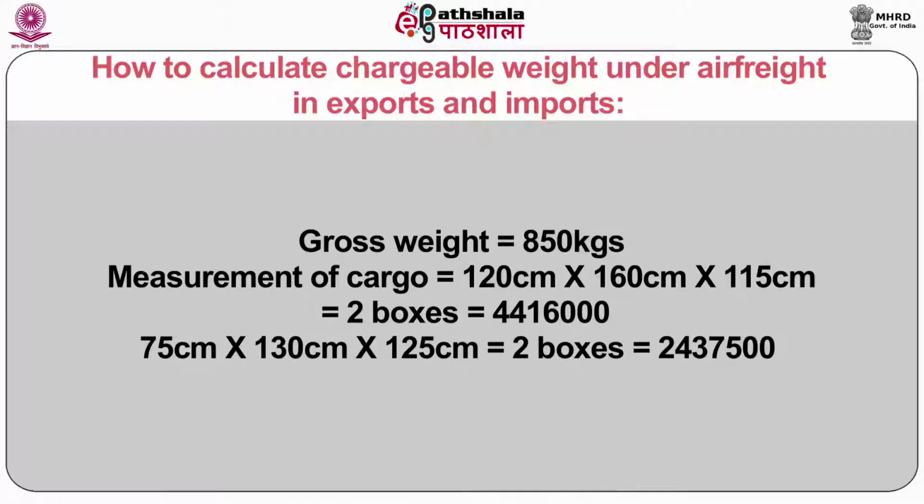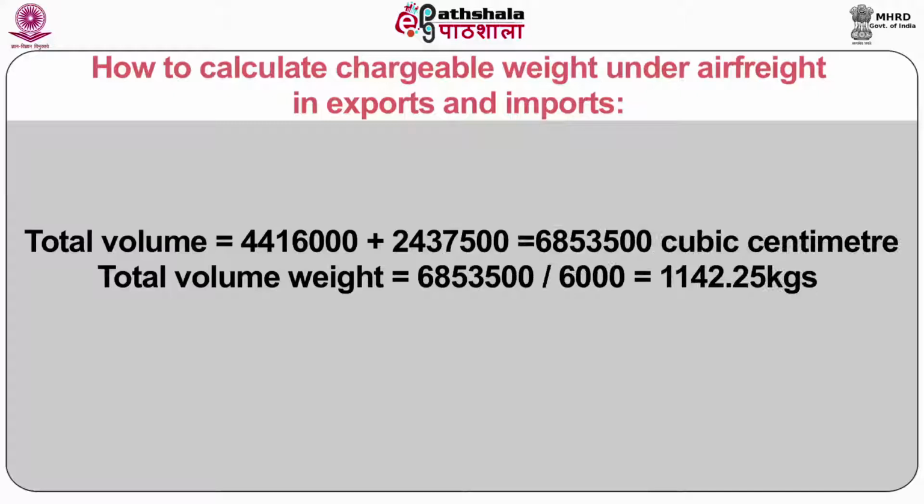Measurement of cargo equal to 120 centimeter into 160 centimeter into 115 centimeter equal to 2 boxes, that is equal to 4416000 centimeter cube. 75 centimeter into 130 centimeter into 125 centimeter equal to 2 boxes equal to 2437500 centimeter cube.